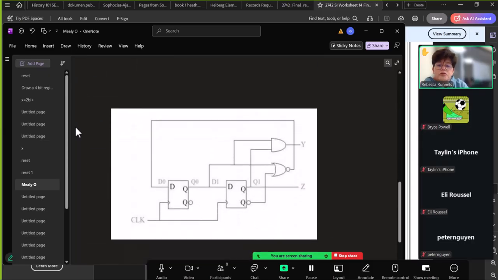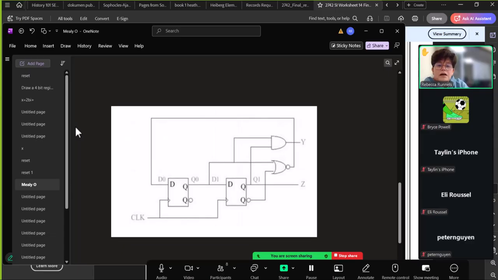When we look at this one, this one is just Moore. Yeah. Because if you look at Y, what is Y coming from? Y is coming from the two flip-flops. And Z is coming from the flip-flop. So that's Moore.